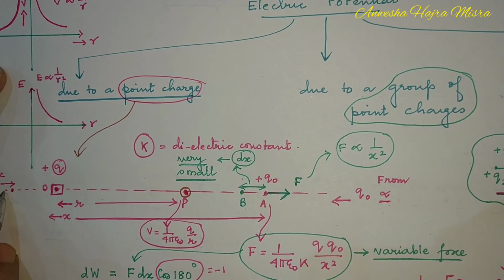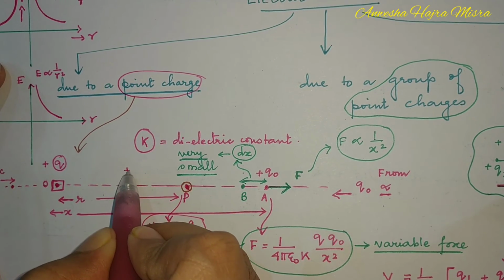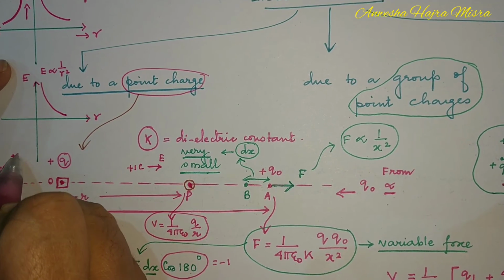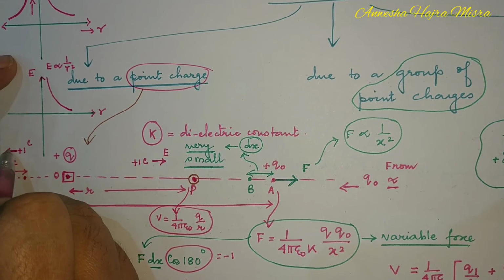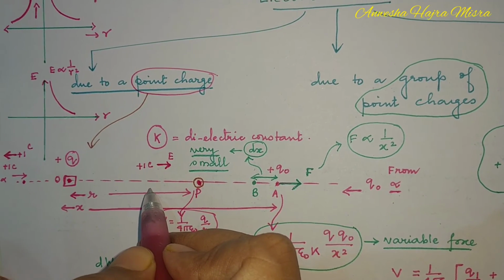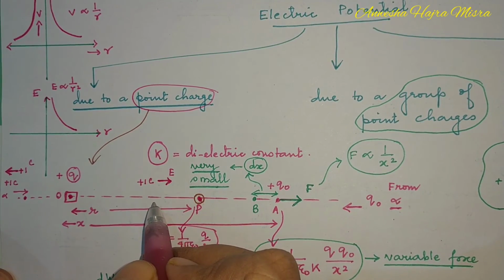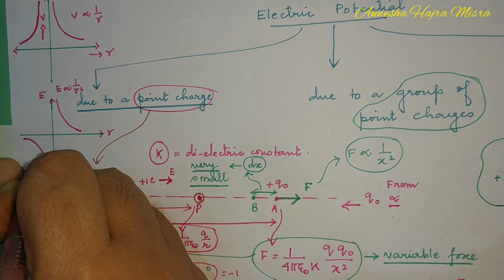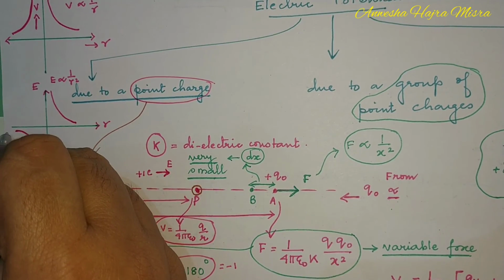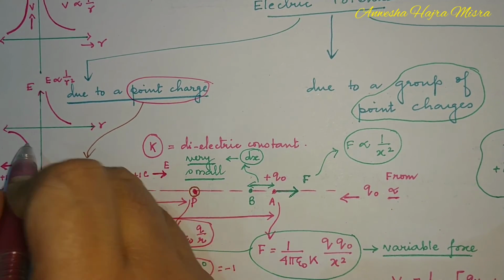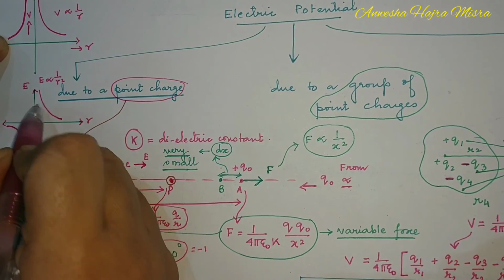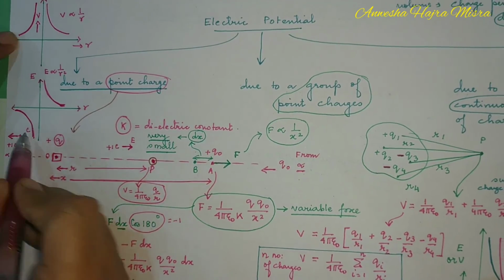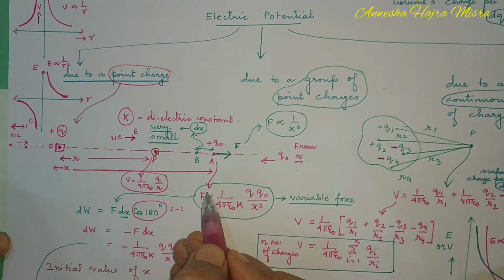But if you find the intensity on this side, children, if you keep a plus 1 coulomb charge here, this will again repel, and the intensity is in the opposite direction. Intensity is a vector quantity. So if you plot a graph of intensity and R for negative values of R, you will see that it will take a negative nature. E will be negative. The direction of intensity will reverse on either side due to a plus charge Q, because intensity is a vector quantity.